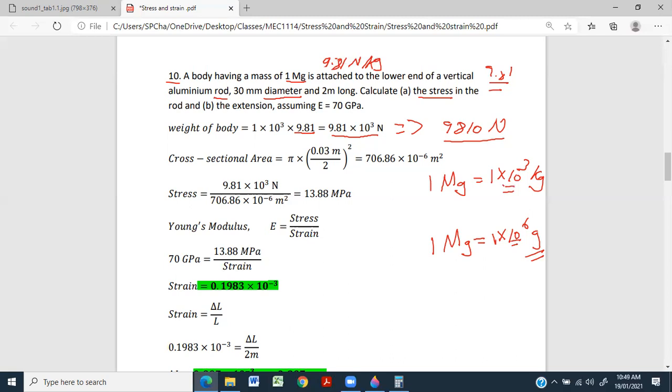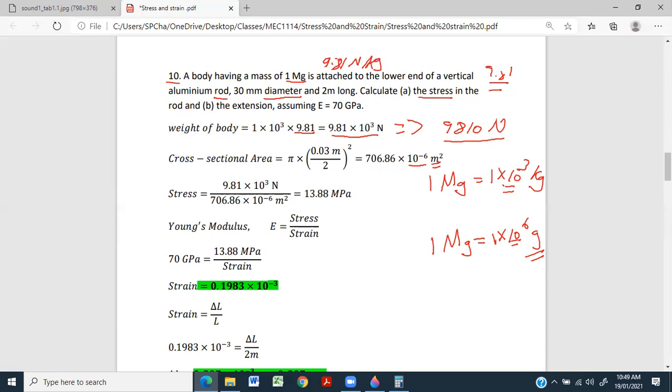Good. So the cross-sectional area, pi times 0.03 meters divided by 2, making it a radius, squared, should give us a small number, and we make it manageable by using 10 to the minus 6. So that should give us 706.86 times 10 to the minus 6 meters squared.